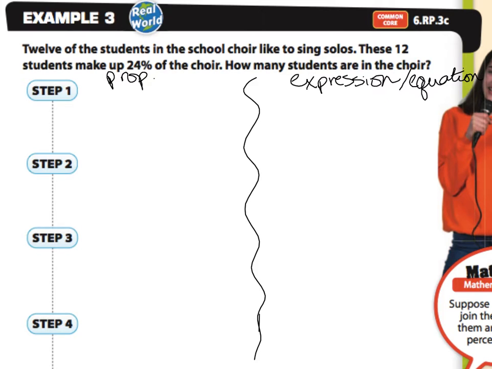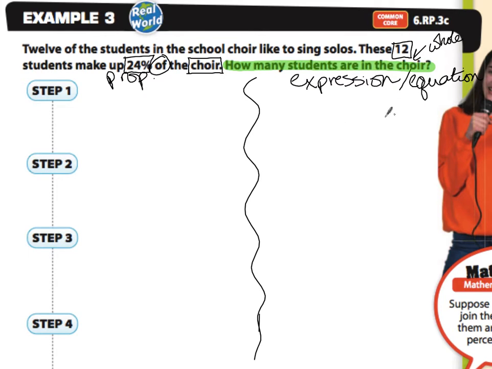So I want to know how many students are in the choir. I know that this represents the whole, because if I'm talking about the choir, I'm talking about the whole group. Here, I know that 12 is the part because it's only some of the students in the class. And they make up 24% of the choir. And isn't that what we're looking for? The choir is made up of students, and we want to know how many students that is.